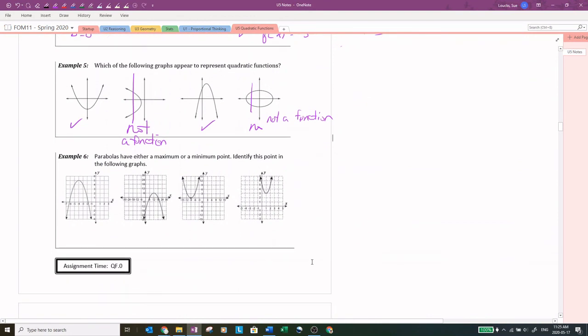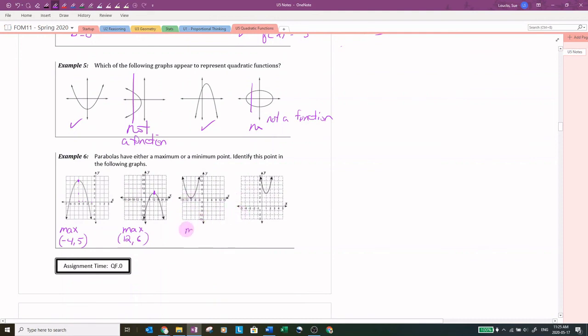Example 6. Parabolas have either a maximum or a minimum point. Identify this point in these graphs. Okay, so here, right here, this is our maximum, and you always need to say if it's a max or a min. So here our max is at negative 4 and 5, okay, because those are the coordinates, negative 4 and 5. This is also a max, and it is at 12, 6, so be sure that you are reading the scale on your graph. If there are no numbers on the graph, you can assume that it's 1. Each box is a 1, but always check to see if there's something written on your graph.